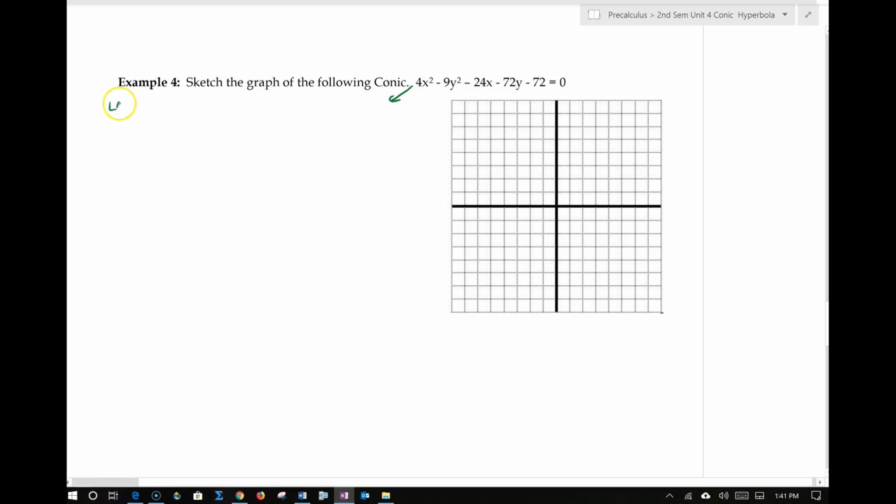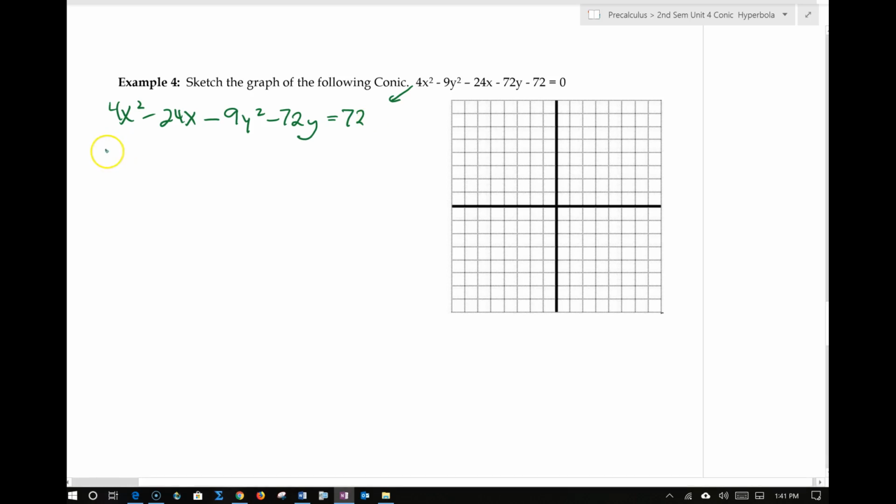So first thing you're going to do is put your x's together. So I got 4x squared minus 24x, put my y's together, so a negative 9y squared minus 72y. And then we're going to move that negative 72 over to the other side, so it would be 72. And then we're going to do our groupings now. We're going to take out the greatest common factor and do completing the square.